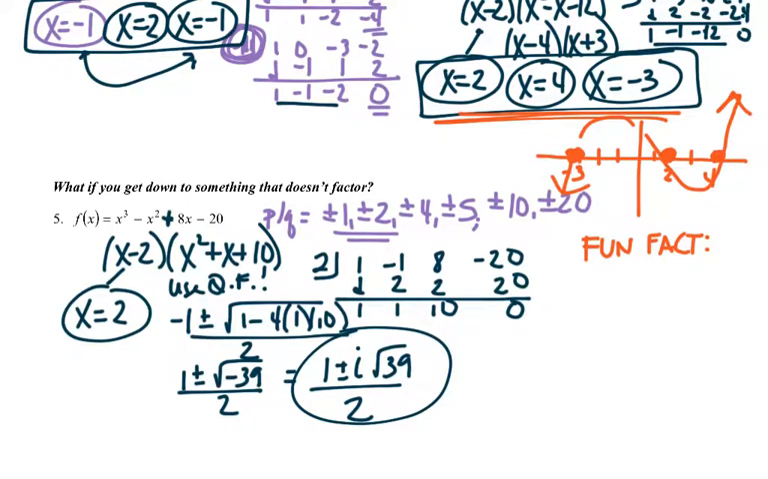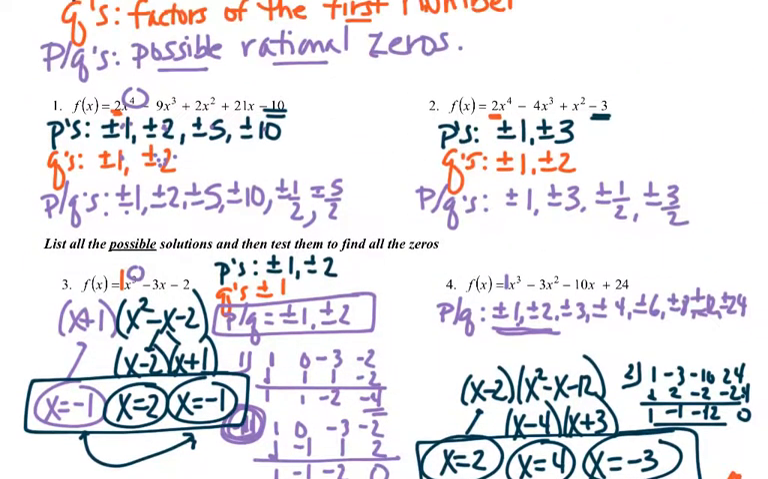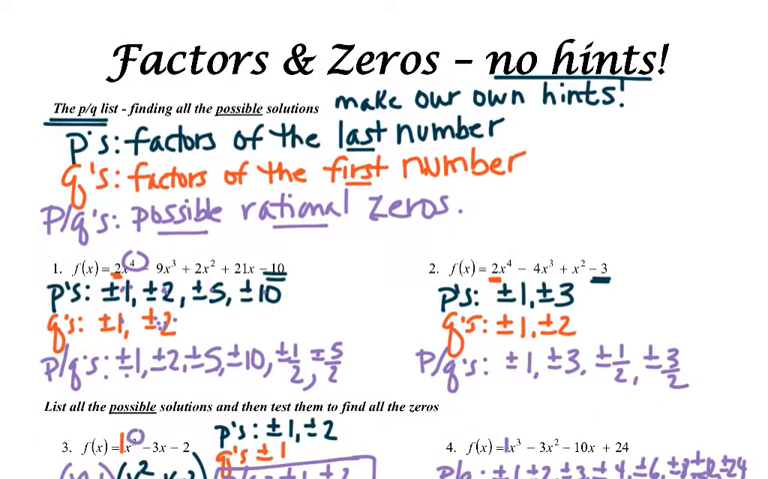But if you are stuck, you can go to your calculator and type it in and graph it. You might be able to make some smart choices about the zeros, because you'll be able to see visually that the zeros are where it crosses the x-axis. We're going to tie that together in a couple days, but we'll just preview that now. Factors and zeros, no hints.